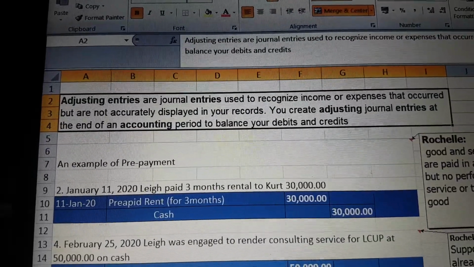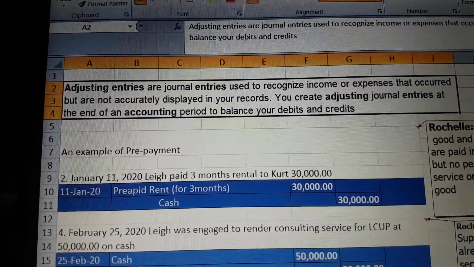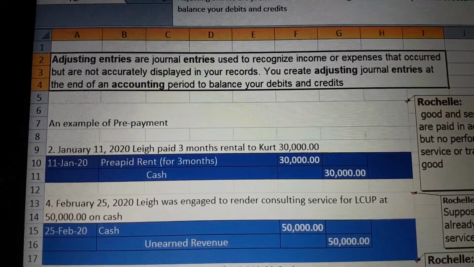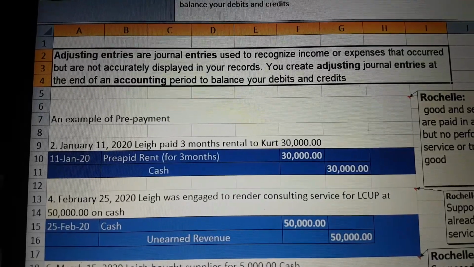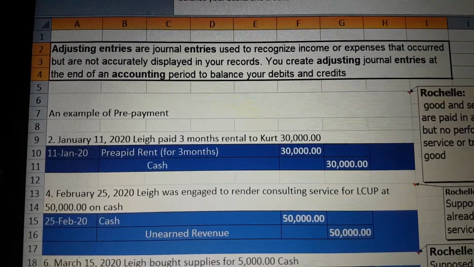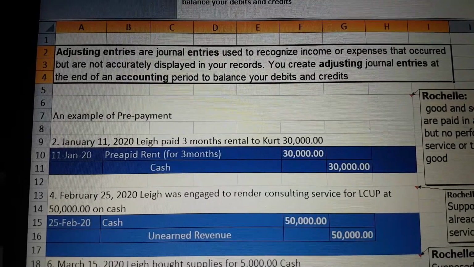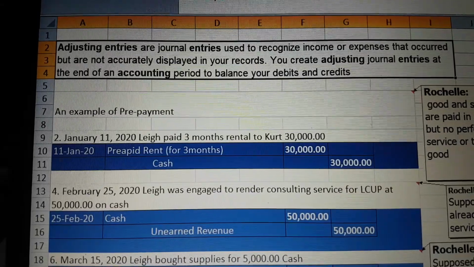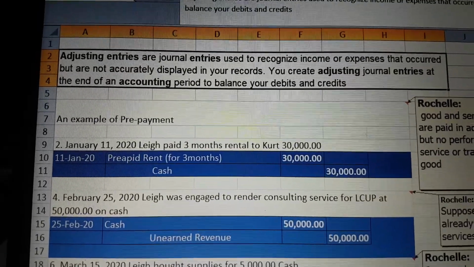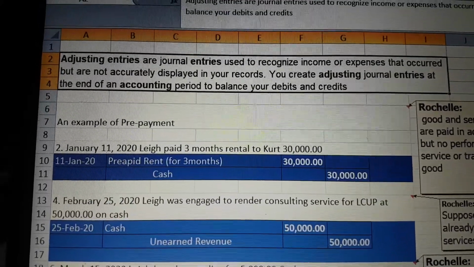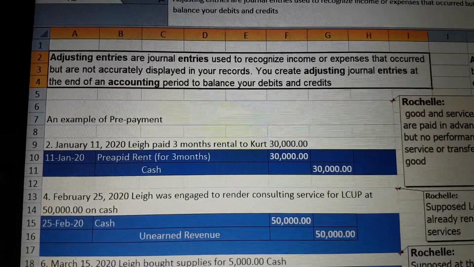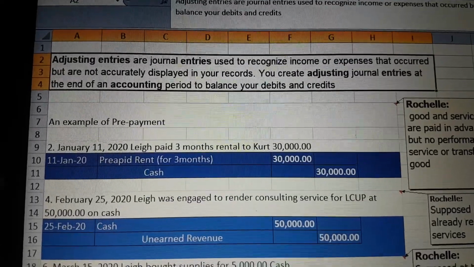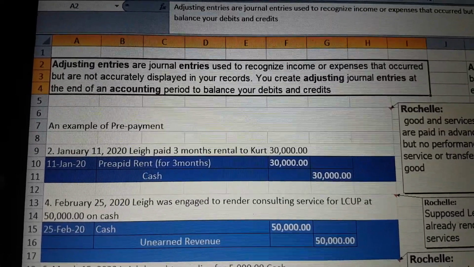We are going to tackle for today adjusting entry. So what is adjusting entry? Adjusting entries are journal entries to recognize income and expenses that occur and are not accurately displayed in your records. You create adjusting entries at the end of the accounting period to balance your debit and credit, or rather, it would be better to say to put your accounts correctly, because accrual states that accounts should be recorded when earned rather than when received, or when used rather than when paid.